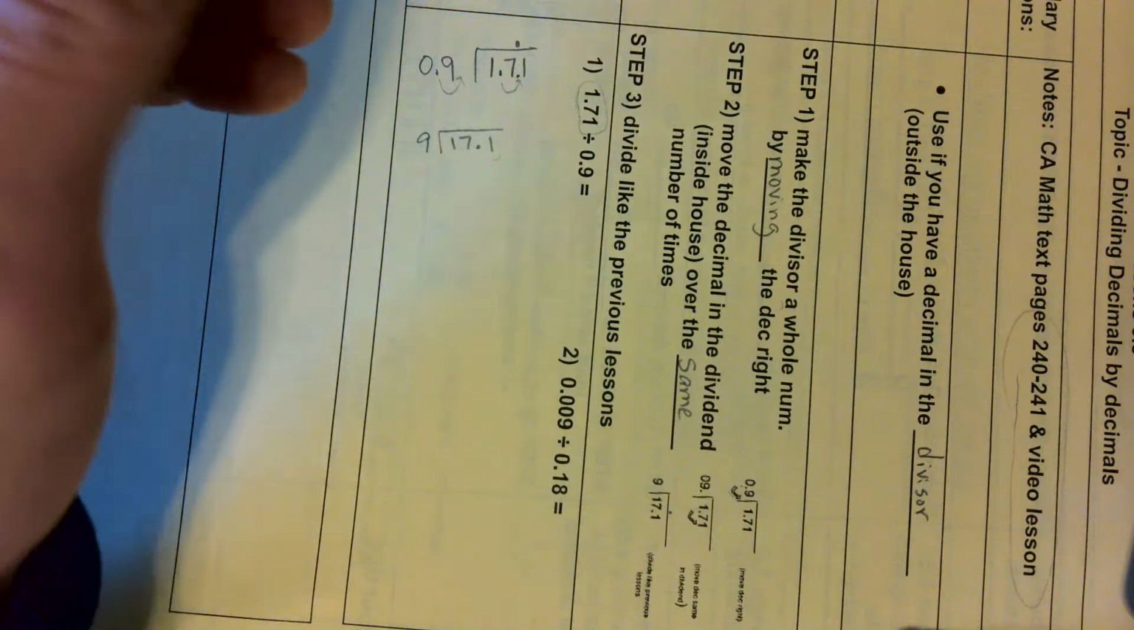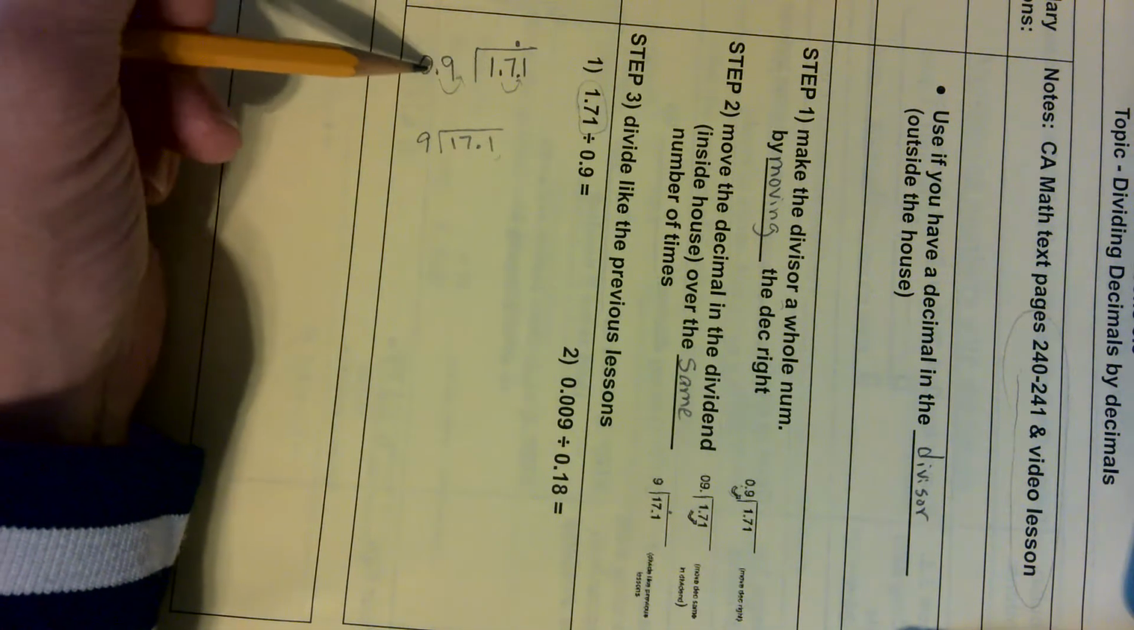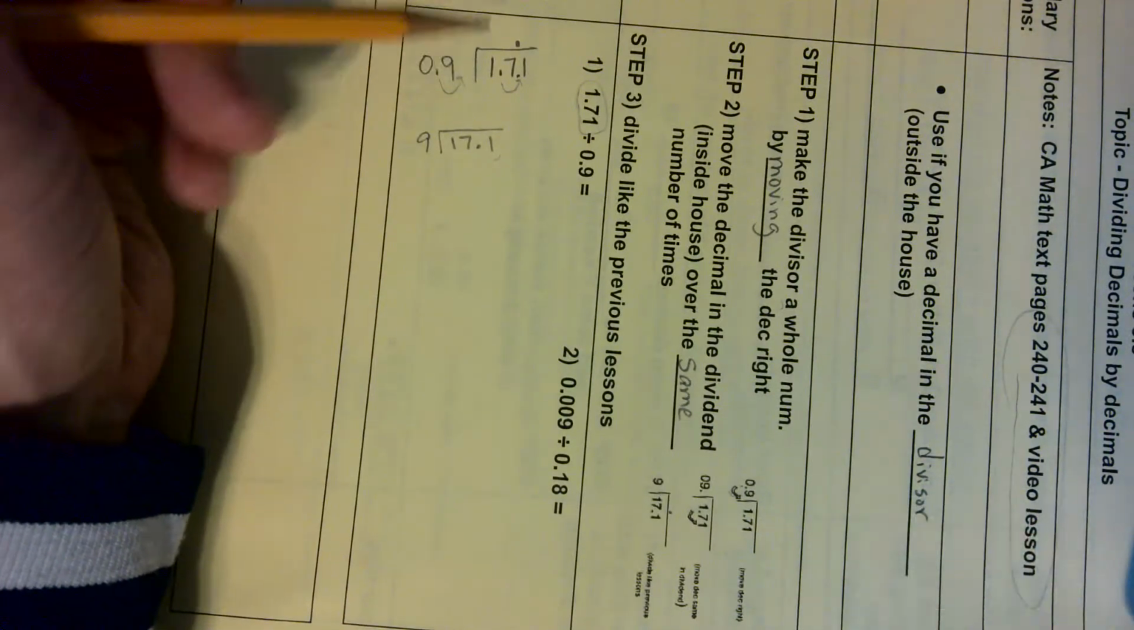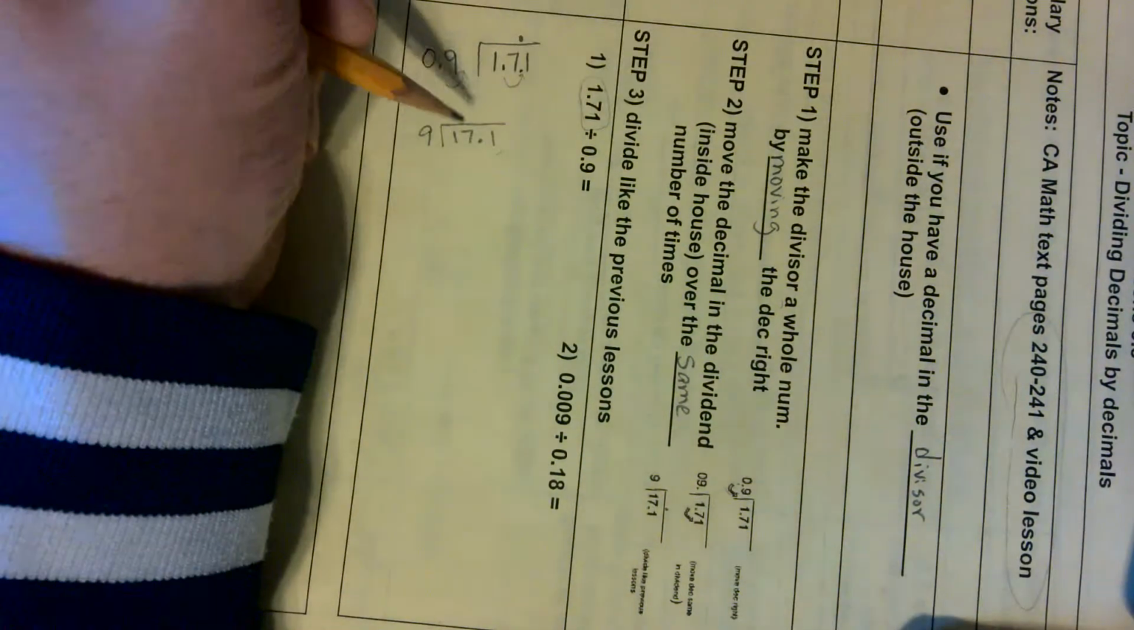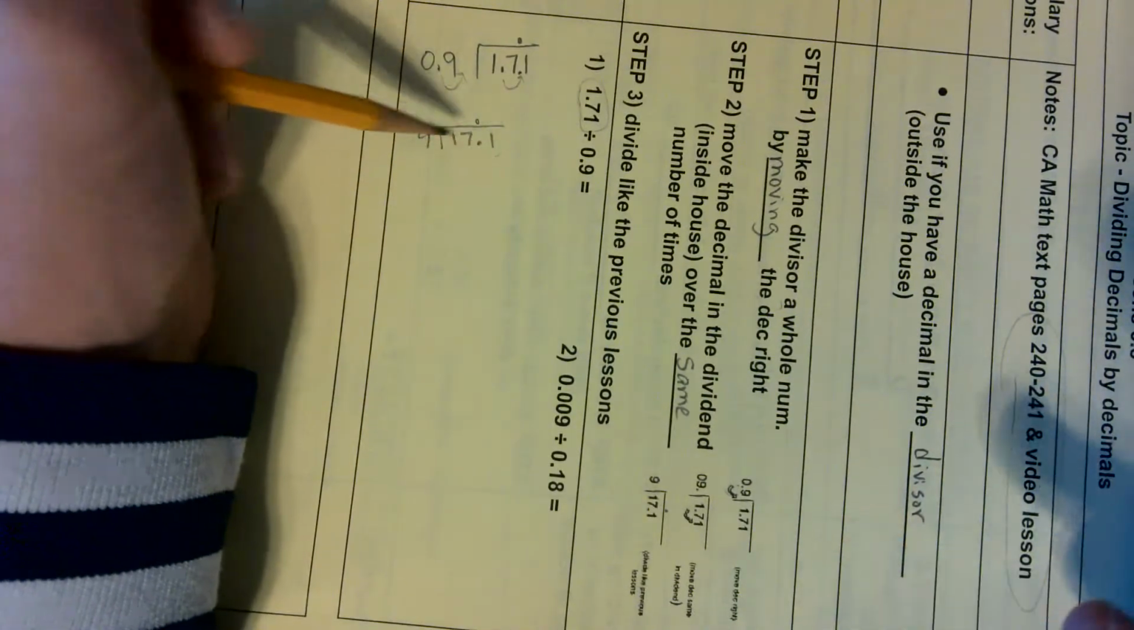What we did here, just so you know for background, is multiply this by 10. 0.9 times 10 equals 9. And we did 1.71 times 10, which equals 17.1. So now we've got a division problem, which you guys are familiar with from the last lesson. We just move it straight up, and then we start dividing, just like 9 divided into 171.